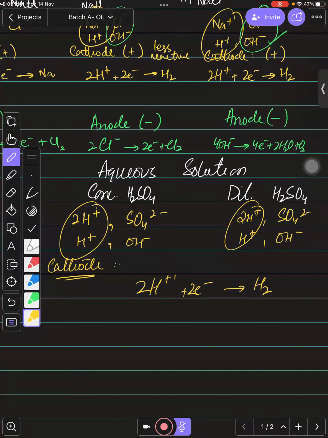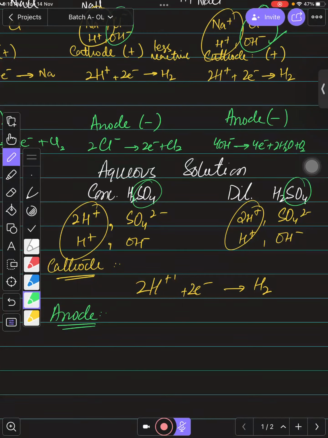Cathode is very easy for us, but also anode is very easy for us once we have sulfate ion. So remember this: if you have sulfate ion in any solution, the sulfate ion is not going to break down. It is highly reactive and very strong. It's not going to break down and produce product. So whenever you find sulfate ion anywhere in the salt, it is not going to break down.